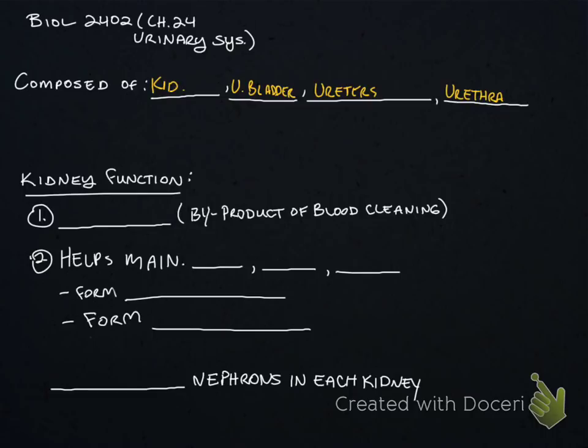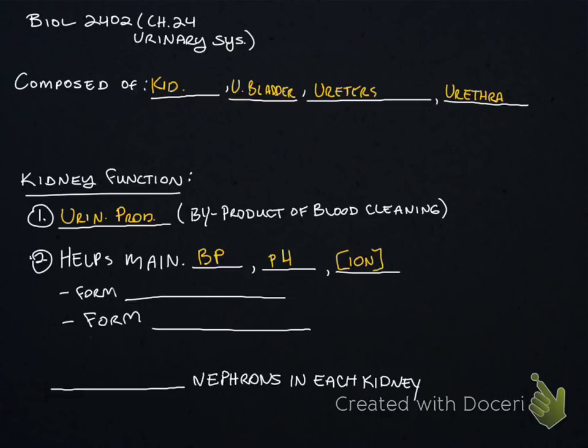And we need to get some of the kidneys' main functions out of the way. The first main function is urine production, which is basically urine is a byproduct of blood cleaning. It also plays a critical role in homeostasis of the interstitial fluid. It does this by helping to maintain blood pressure, pH, and ion concentration.